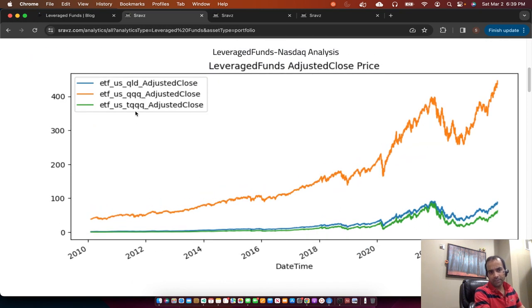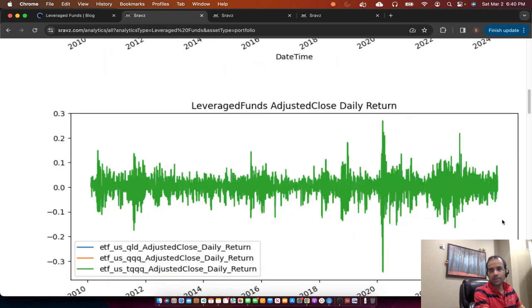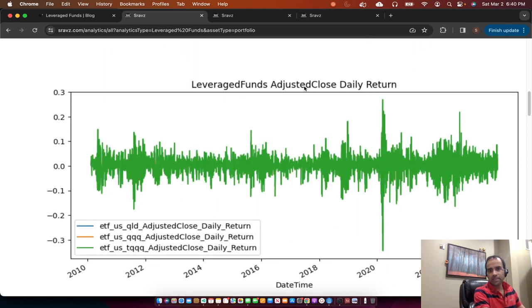Since it's a leveraged fund, if you look at the adjusted close price, it's just the price. So it's just no relation among them. The adjusted close price for QQQ is at this point as of 2024, and for TQQ and QLD it's at this point.